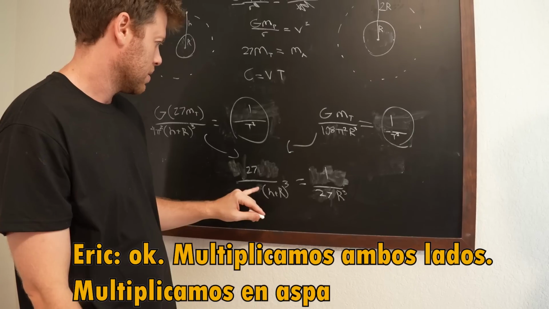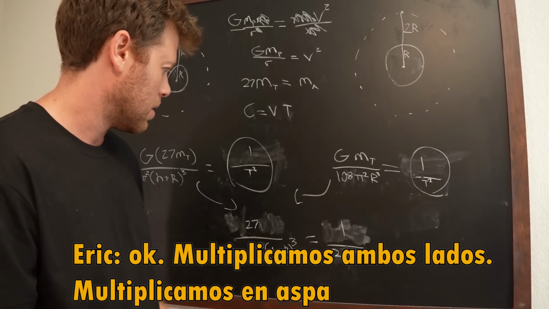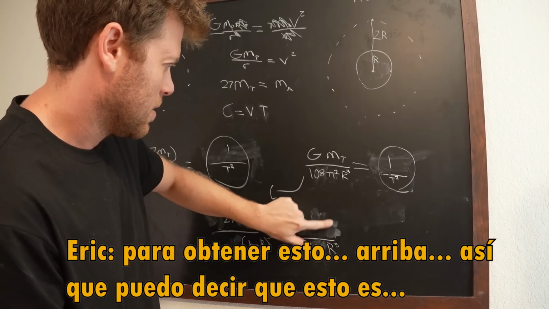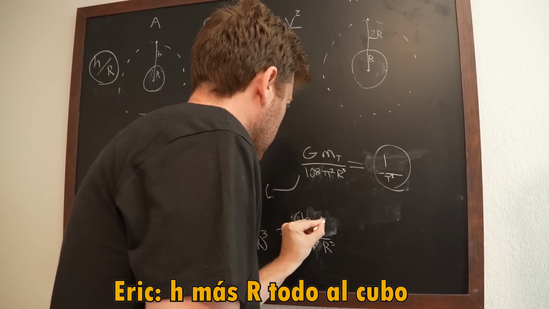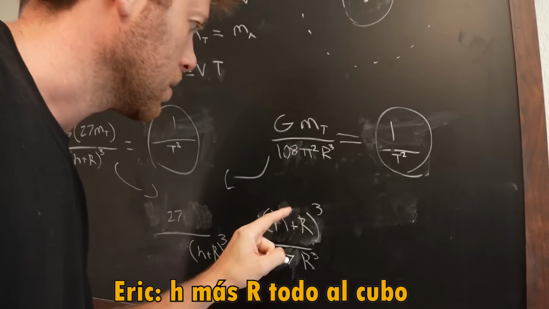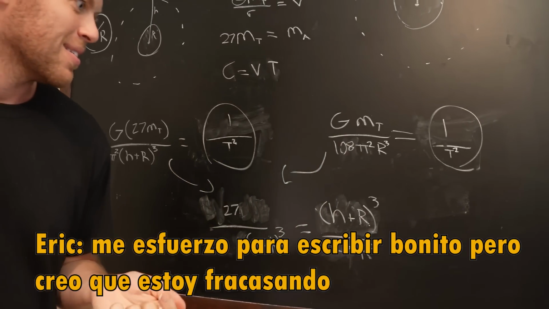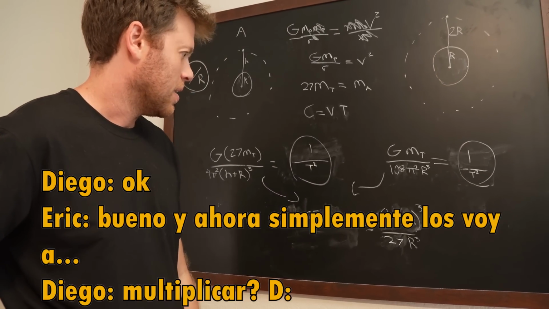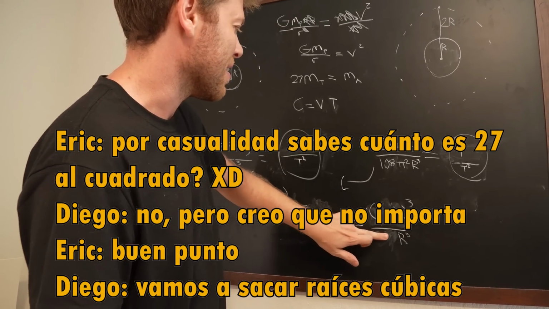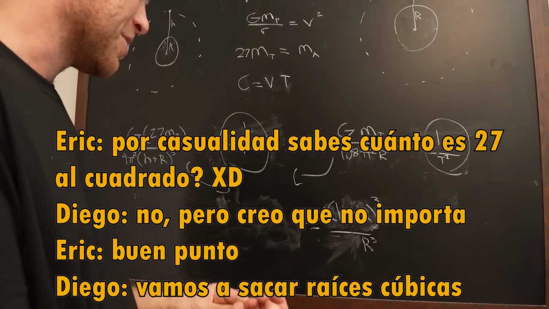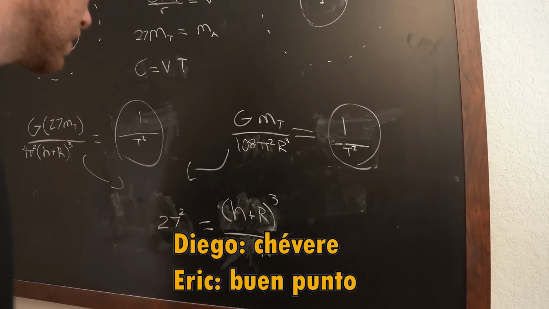Okay. Multiply both sides by this, right? So I can multiply there and there to get this up here. So I can say this is h plus r cubed. I'm trying to make it look nice, but I don't think I'm succeeding. And then maybe I'll just multiply that. Do you happen to know what 27 squared is off the top of your head? No, but I don't think we care because we're taking cube roots. That's a good point.